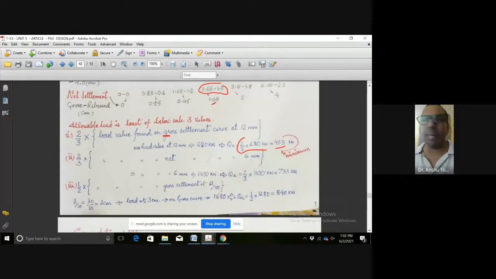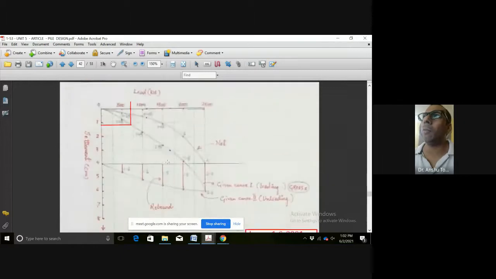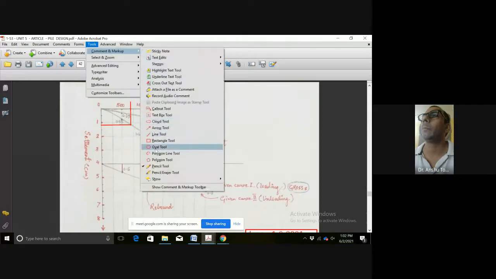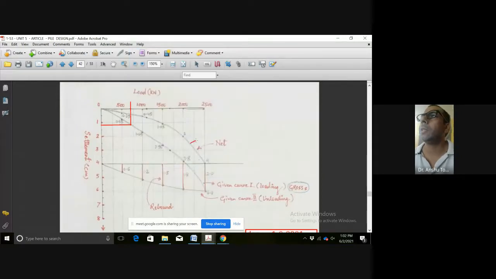So let us see where is 6 mm on the net settlement curve. This is our net settlement curve, and again I will draw a new line here. Here we have got 5 mm and approximately this is our 6 mm. So I will take a line from here and I will draw a straight line from here.